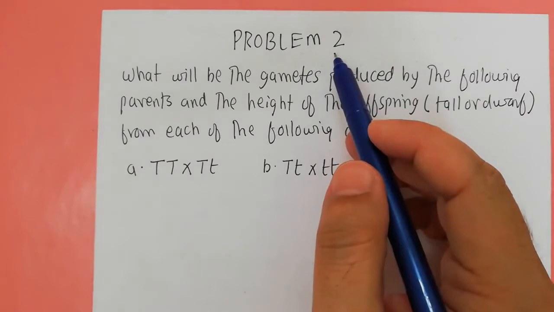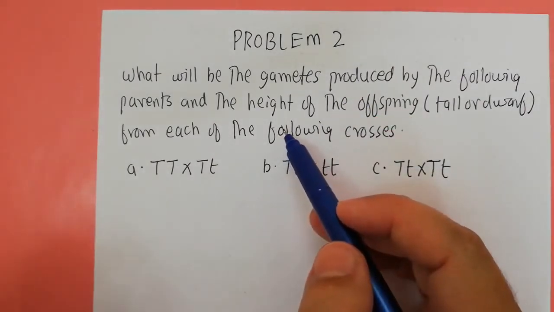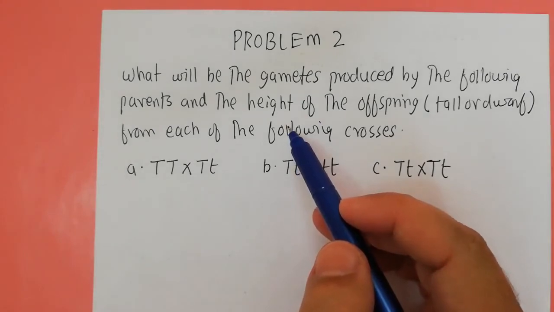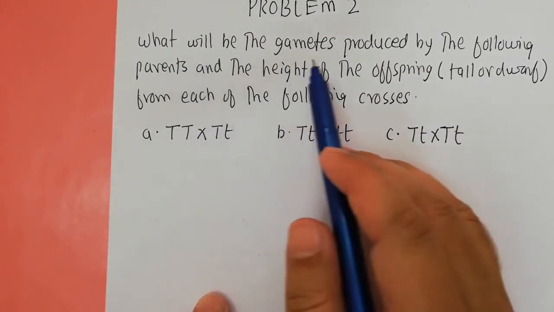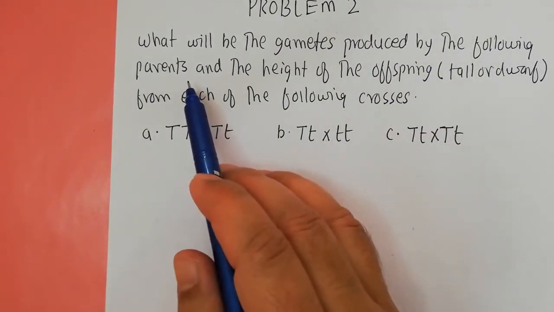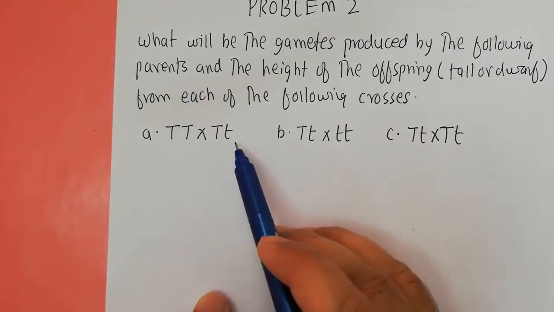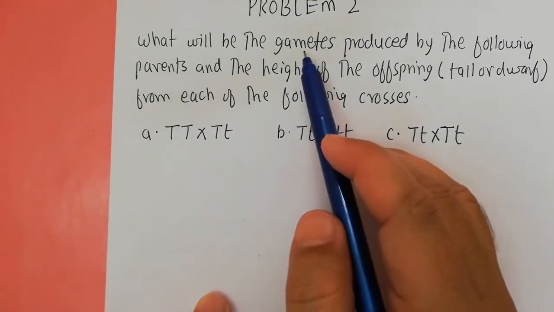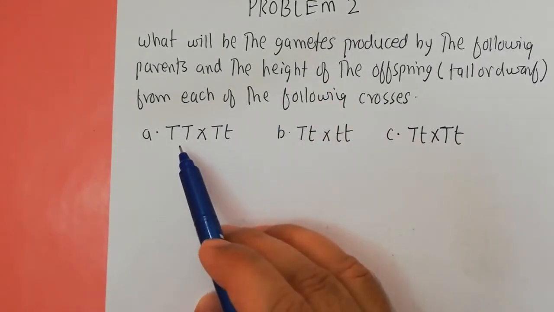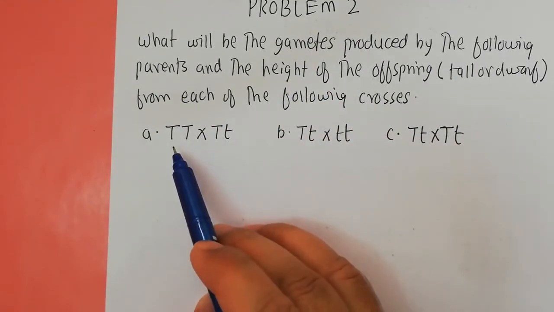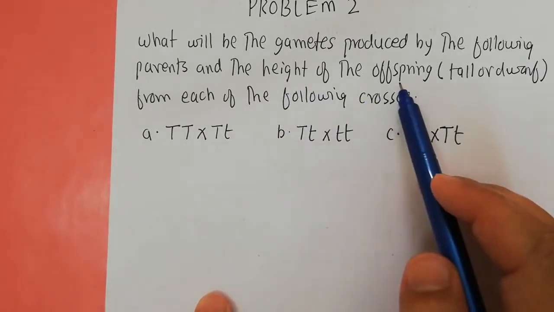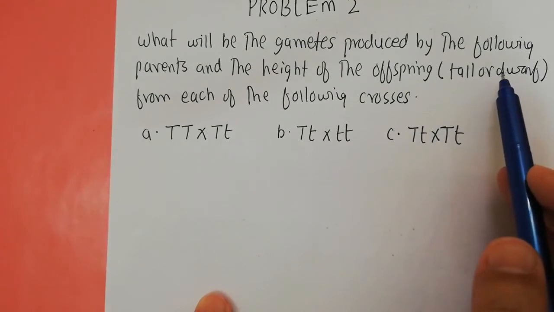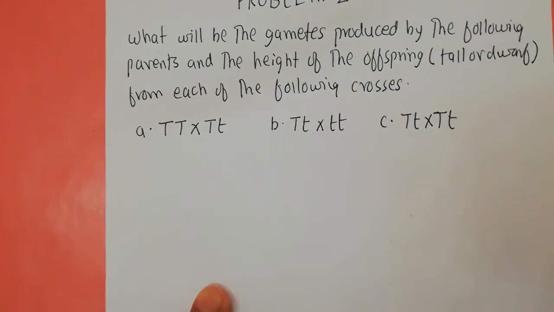Now in this particular problem, note that one thing is going to remain the same: the tall habit is dominant over the dwarf habit. In this question, you are asked what will be the gametes produced by the following parents. You have been given the parents, and you have to identify the gametes produced by these parents, and what will be the height of the offspring, whether they are tall or dwarf, for each of the following crosses.